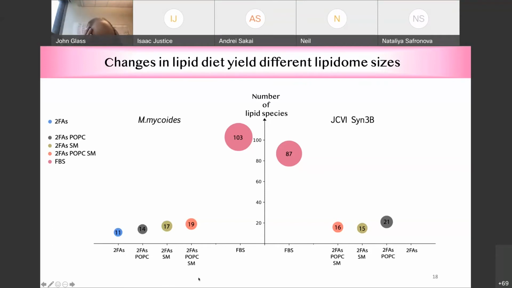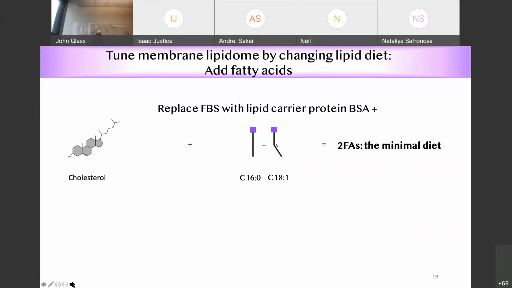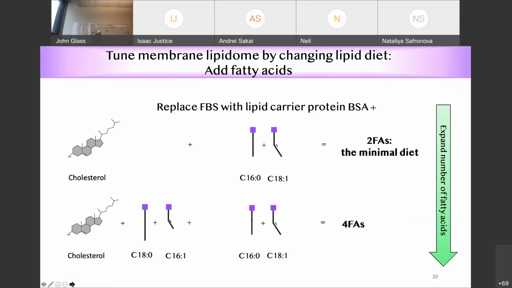So far, I've talked about adding or removing the external phospholipid classes in the lipidome, but there is a different approach we can take to modify lipid composition of mycoplasma membranes. Instead of adding phospholipid classes, we can support their internal lipid synthesis with more fatty acids. So if we start with the 2 fatty acids minimal diet, we see that they have one saturated and one unsaturated fatty acid. And what we can do is to provide them with a complementary set of fatty acids, with the longer one being now saturated and the shorter unsaturated.